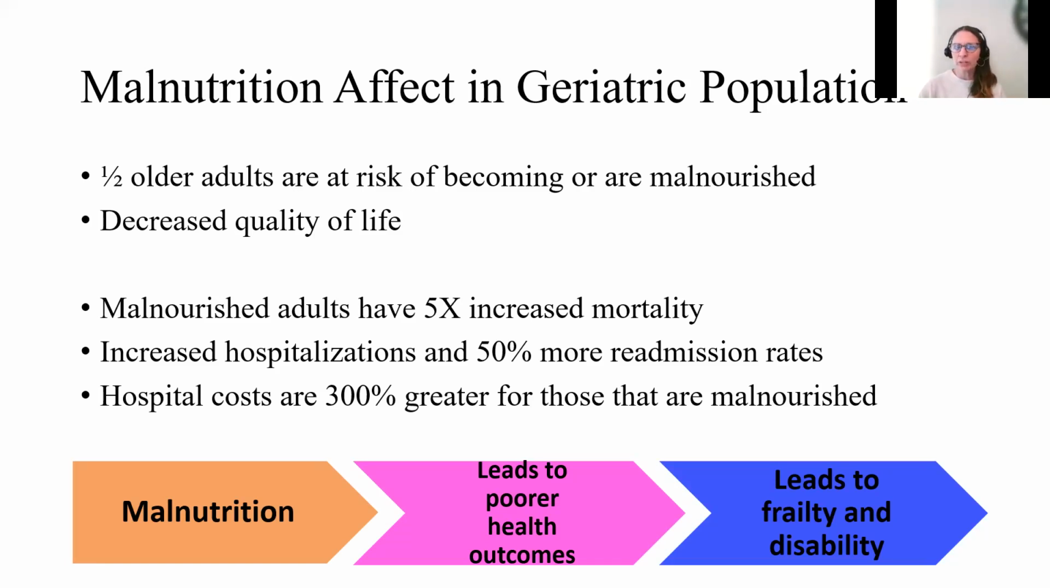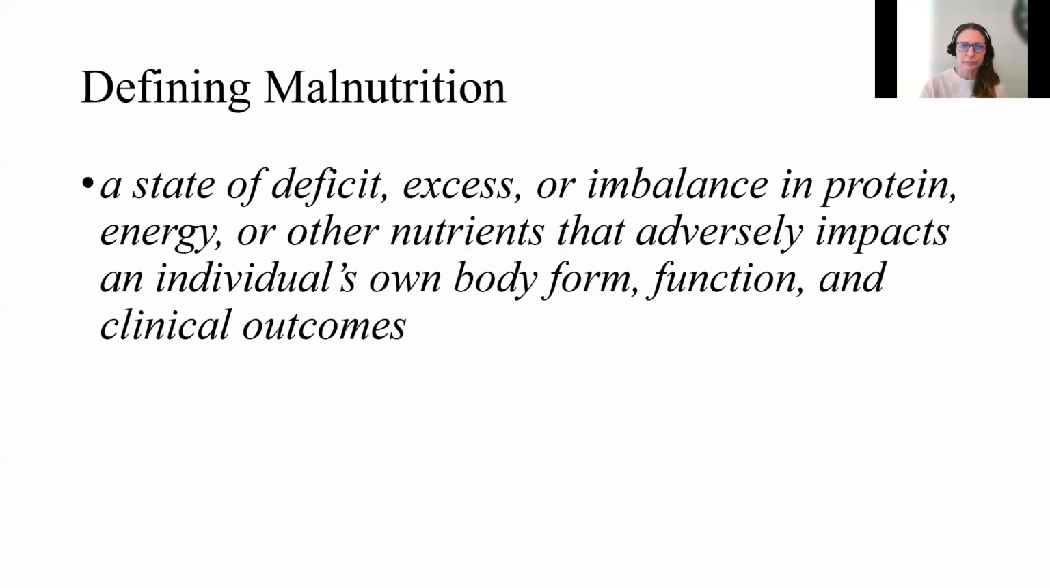life. Malnourished adults have 5 times increased mortality. They have increased hospitalizations, and not just hospitalizations, but also once they've been in the hospital and gone home, they have 50% more readmission rates. So we need to find people who are at risk or have malnutrition and help them with this condition. Hospital costs are also greater for those who are malnourished. So malnutrition, from the bigger scope, if we're zooming out, it leads to poorer health outcomes, it leads to frailty, it leads to disability, and is definitely a component to aging.